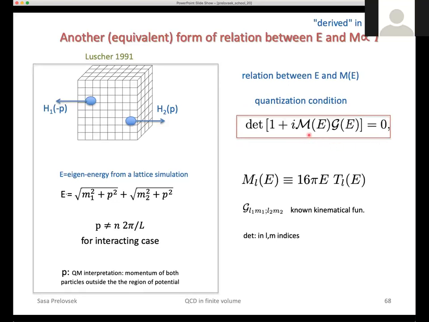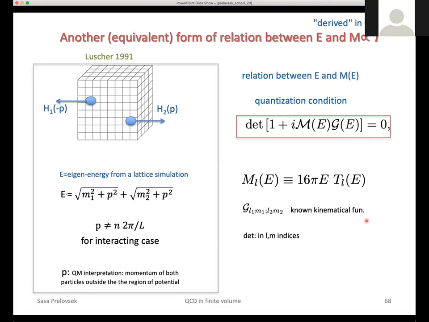Now, what is this? M is basically your scattering amplitude at this energy. T is the scattering amplitude that we looked into before. Now I use slightly different normalization for M, just because this is what is in most of the literature for this purpose. So both of these are the scattering amplitude at this energy. What is this G? This is a known kinematical function, which we'll derive, but it's known whatever energy you have, you can evaluate this kinematical function.